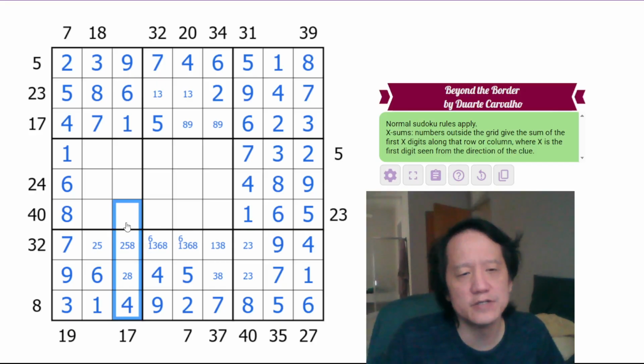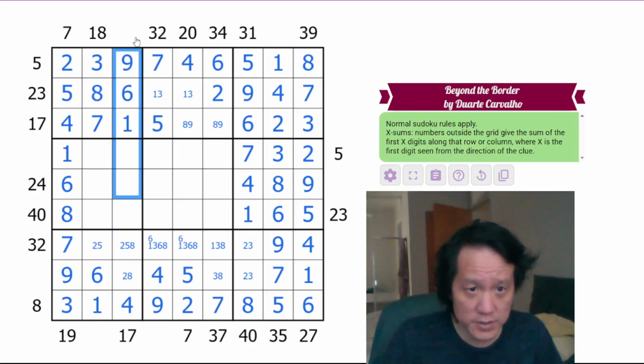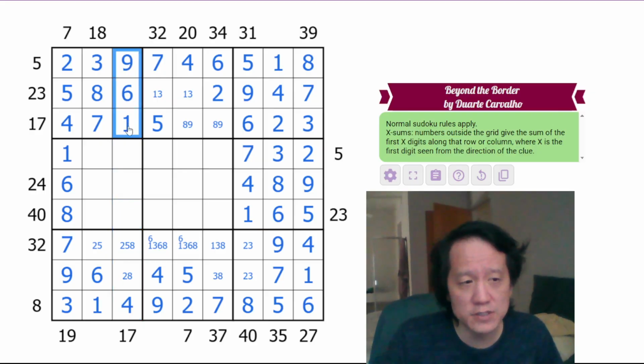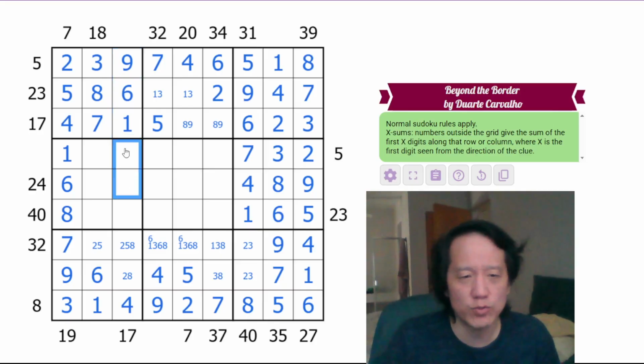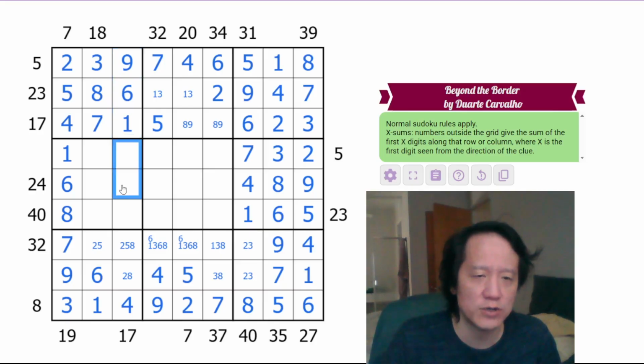That means the remaining digits add up to 28. Is that right? 45 minus 17 is 28, yes. So these add up to 28. We already have 169, which is 16. So 28 minus 16 is 12. So these must be 2 digits adding up to 12.